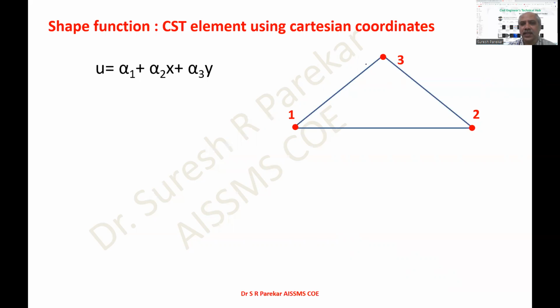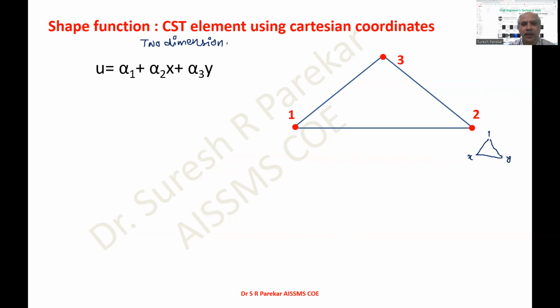Now as we have this as 3 noded, as we know Pascal's triangle, we have 1, we have x and we have y. Therefore we have u equal to alpha 1 plus alpha 2 x plus alpha 3 y. This is my displacement model. We have x, y because the CST element is a two-dimensional element.